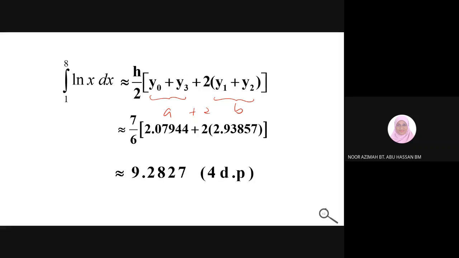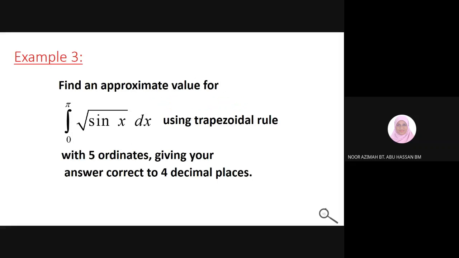Okay, hope you all are following. Moving on to next example. Find an approximation value for integral of sin x. Yang ni memang kena jaga-jaga. Having a trigo function. Sebagaimana yang pernah saya remind in lecture 1. Okay, di Trapezium, kalau trigo function, your mode of calculator must be in radian. Okay, wajib. Tukar mode dulu, clear data dulu. Lepas tu tukar mode dan boleh calculate answer.